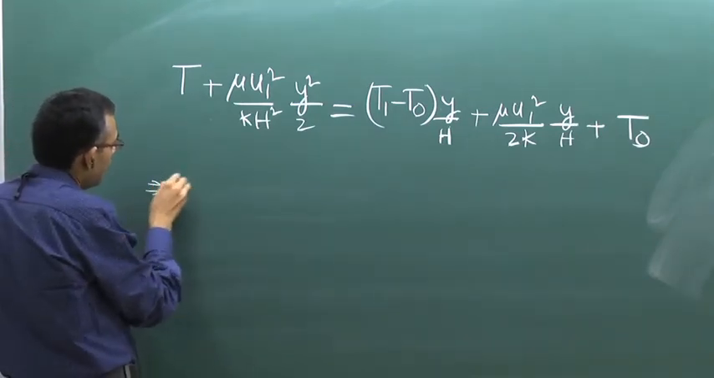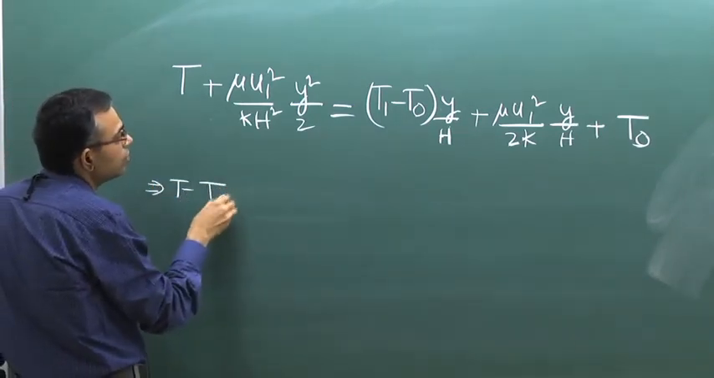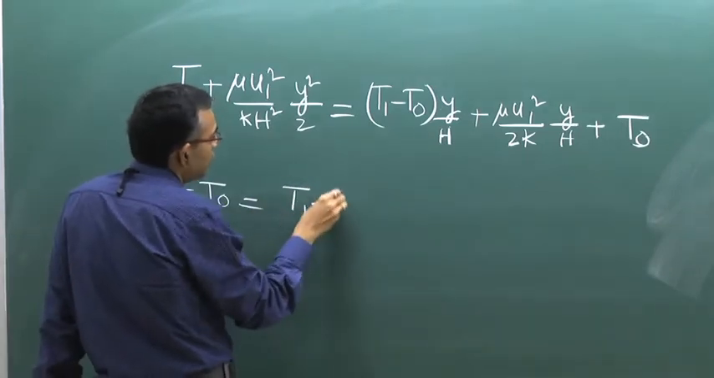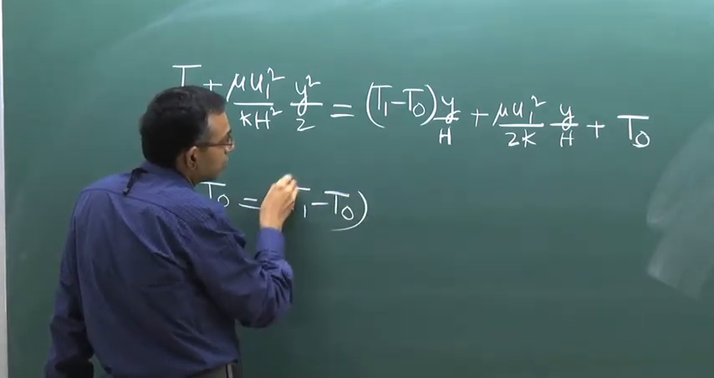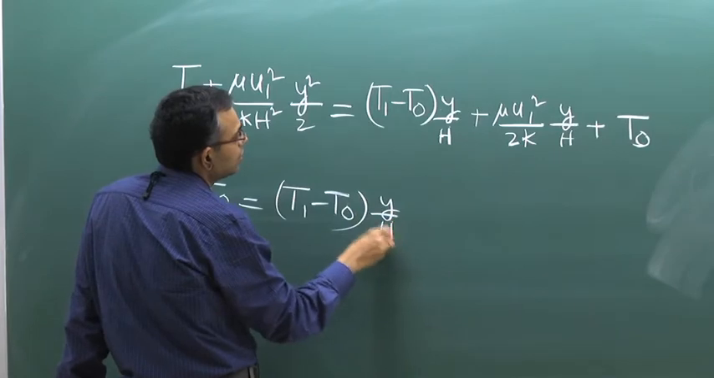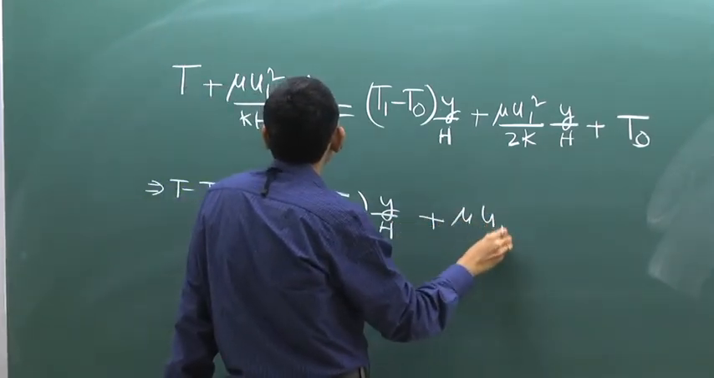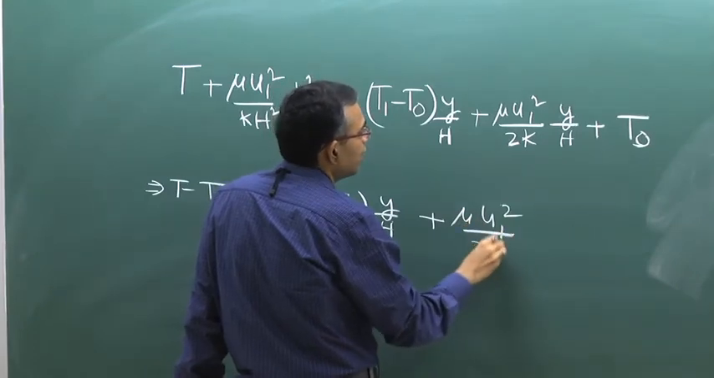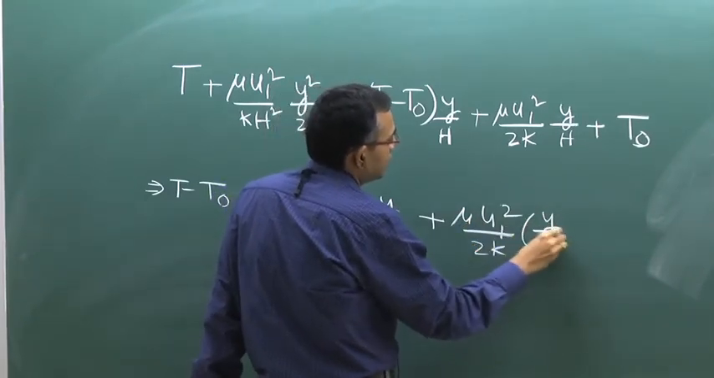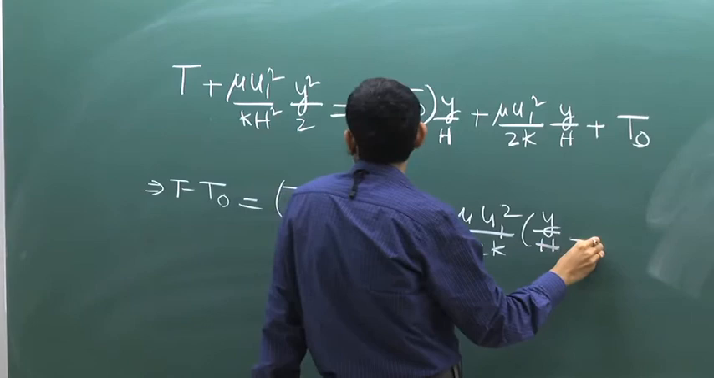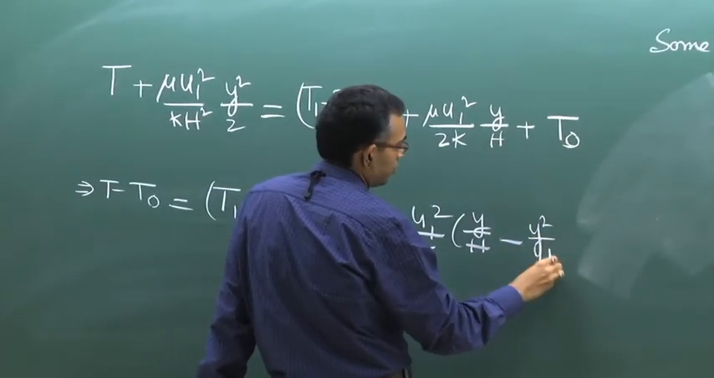So we can write T minus T0 is equal to (T1 minus T0) into Y by H plus mu U1 square by 2k into (Y by H minus Y square by H square).